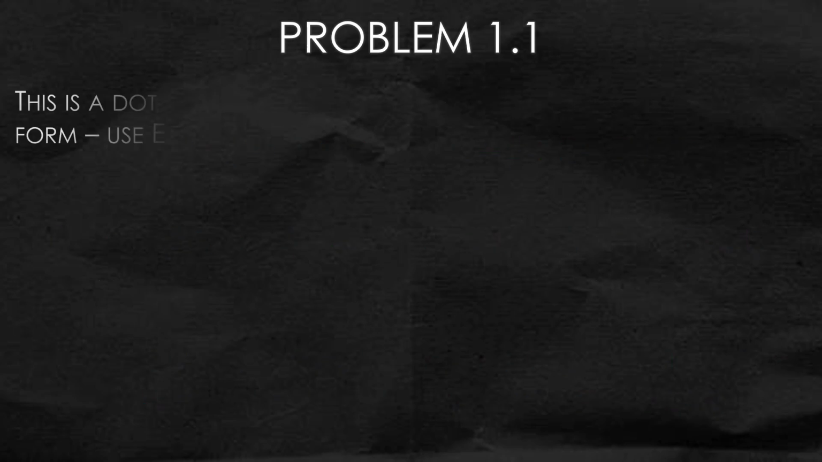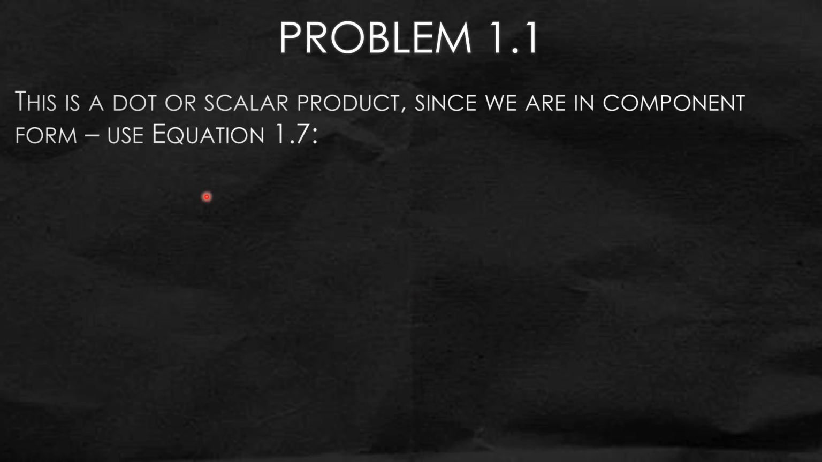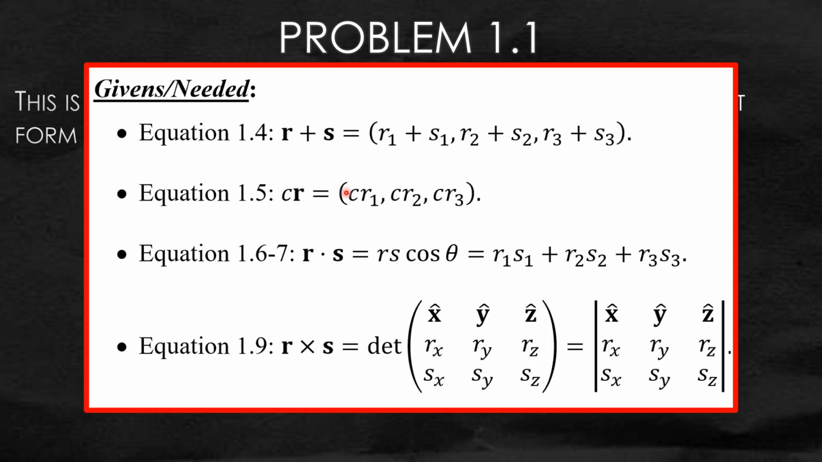Now, we have to get to the products of this part. So this is a dot or scalar product. And since we're in component form, we can utilize equation 1.7. So here's 1.6, 1.7 combined, both definitions of dot product. We'll cover this one in just a second.